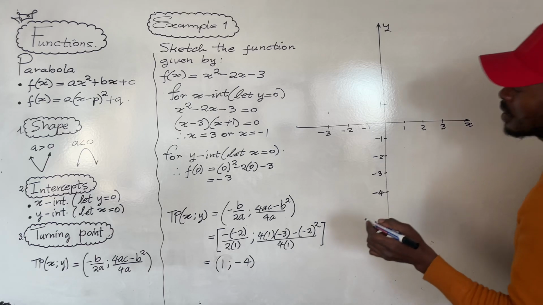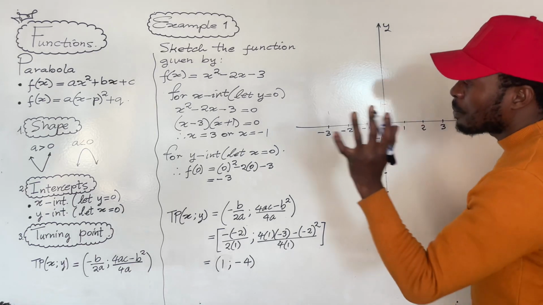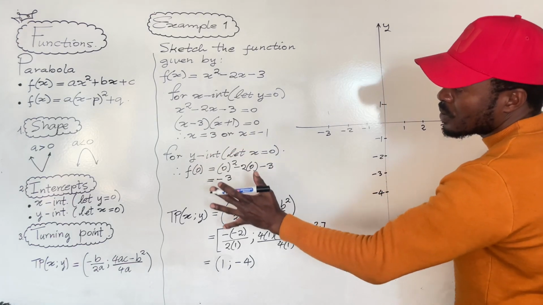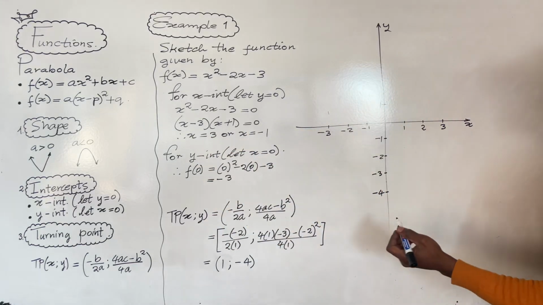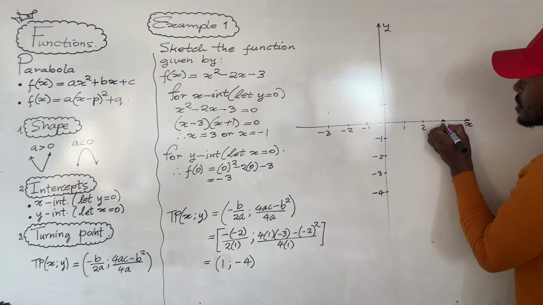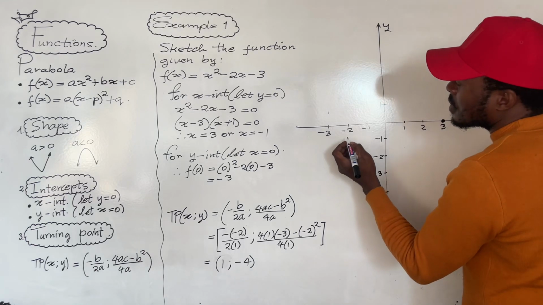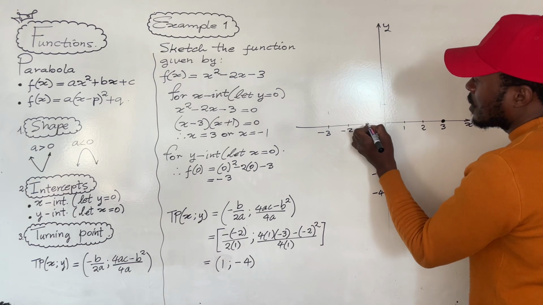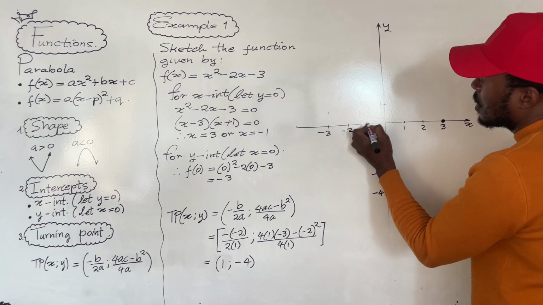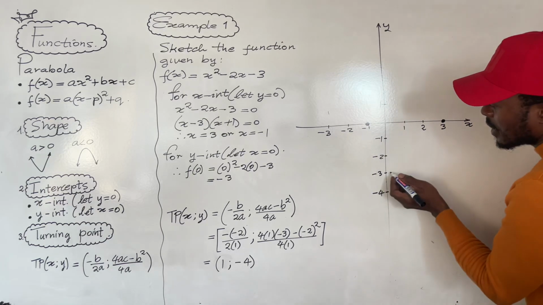We're not going to need anything above the x-axis, so let's focus below. Plot all your points. They'll give you dots which you will connect to form the shape of the function that you're looking for. So I have x equal to 3. Plot at x equal to 3 and put your dot. The second x-intercept is at minus 1. What about the y-intercept? The y-intercept is at minus 3.